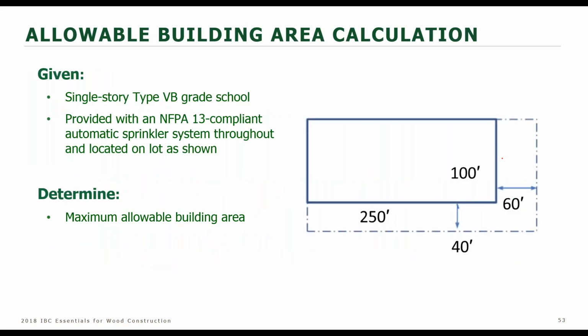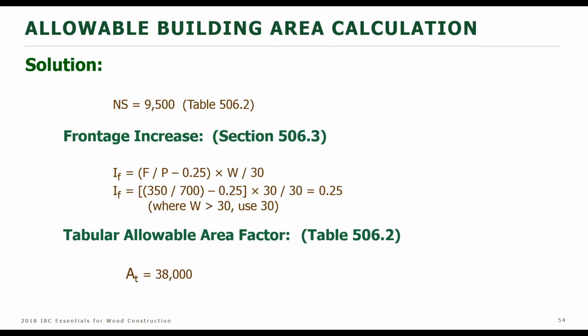Let's go through an example and we'll work out one quick. School building, group E, type 5B construction, sprinklered. Very simple, straightforward. Maximum allowable building area, what is it? Here's where we go right into 506.2 of the building code. We have to pull this first to fit it into our formulas.